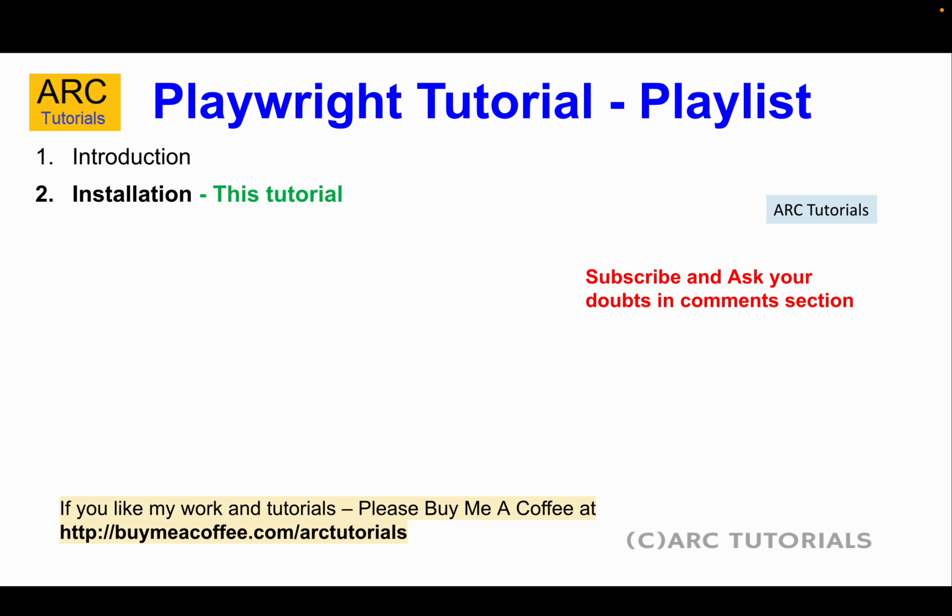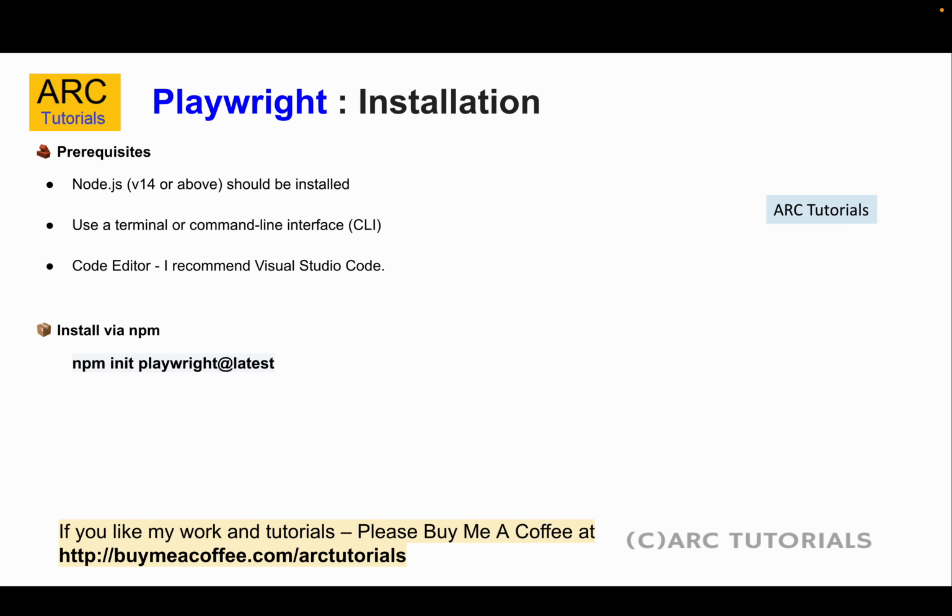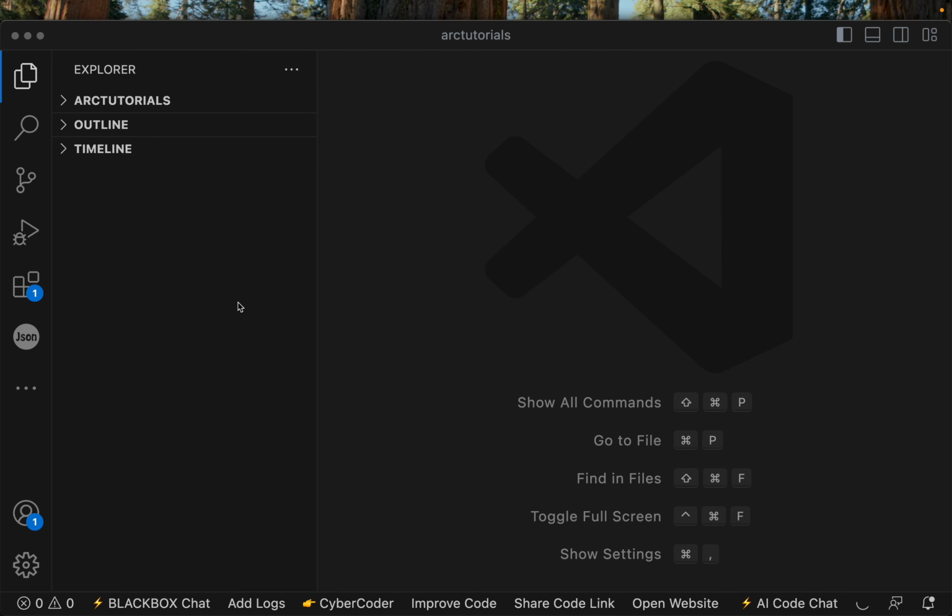This is part 2 of the series. Today we are doing installation. Nothing crazy, just running a few commands to make sure that we have the Playwright framework installed. Make sure that you have Node.js installed, version 14 and above. Alright, that being said, let's jump right into coding.